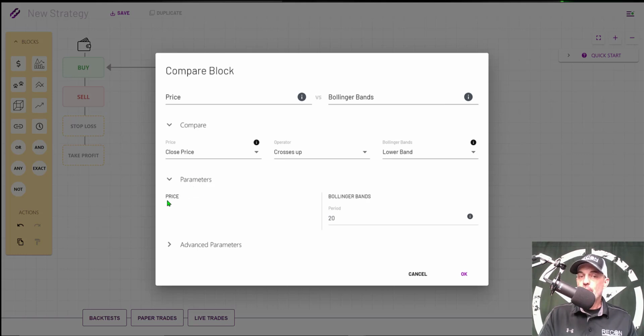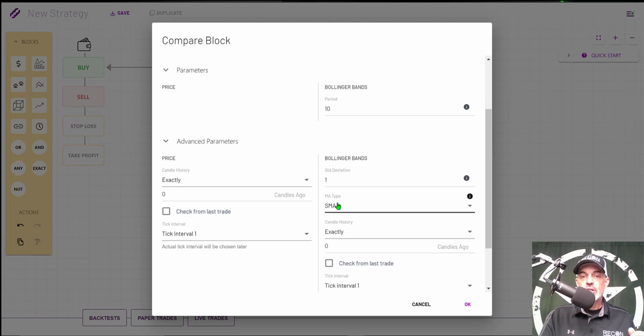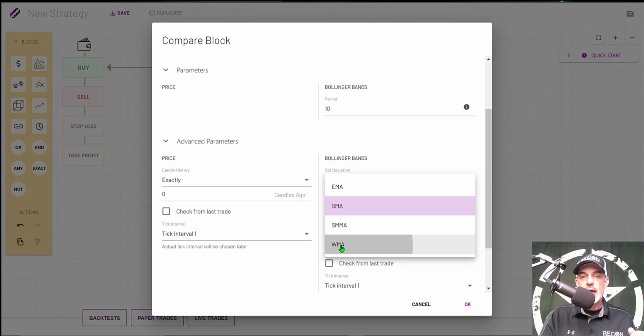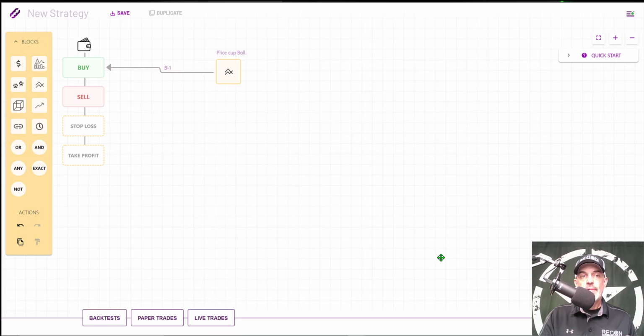And then the parameters, the price will be the price, but I can set some parameters as far as Bollinger Bands. For the Bollinger Bands, I actually want the 10 period. And then the advanced parameters, I want the standard deviation to be 1. And my moving average type will be the WMA. As you can see, I actually changed the defaults from 20 to 10, 2 to 1, and SMA for the moving average type to WMA. And I click OK. And that's it. That's the simplicity of this strategy for the buy trigger.